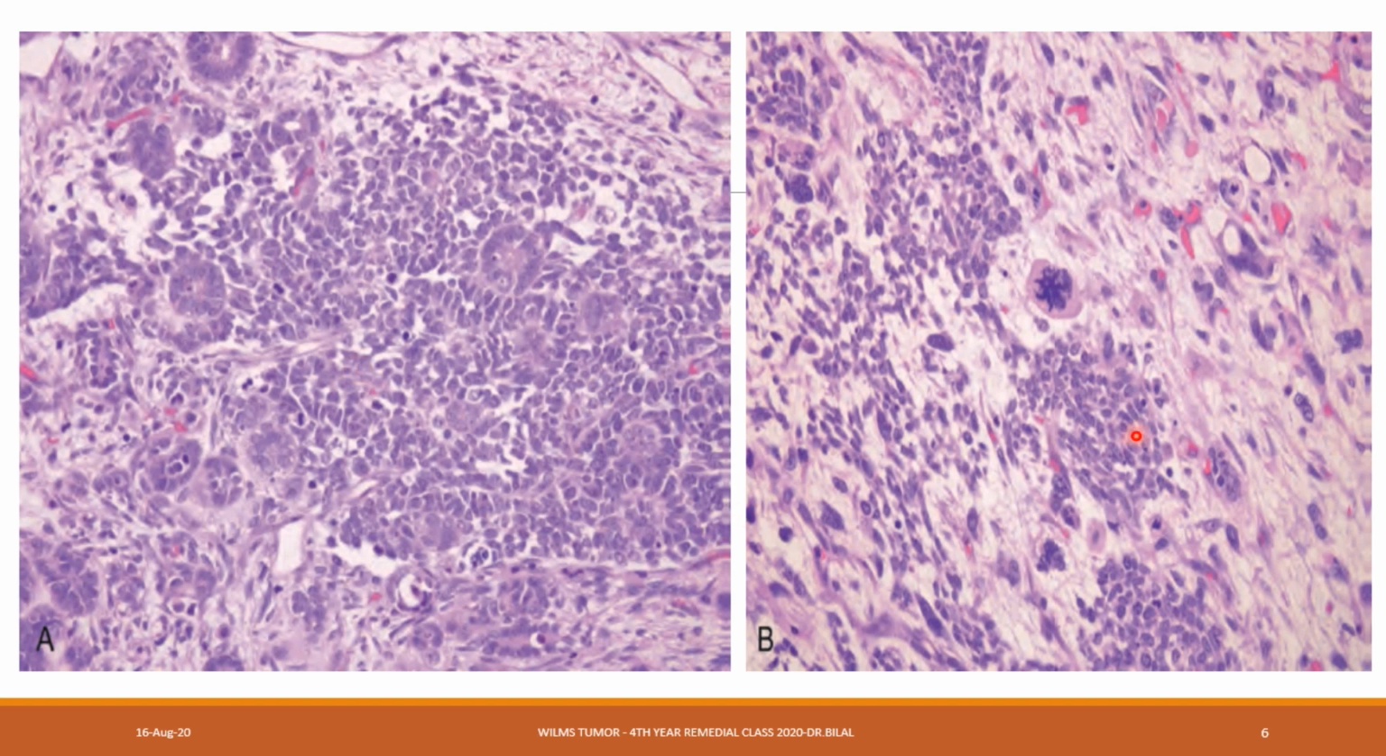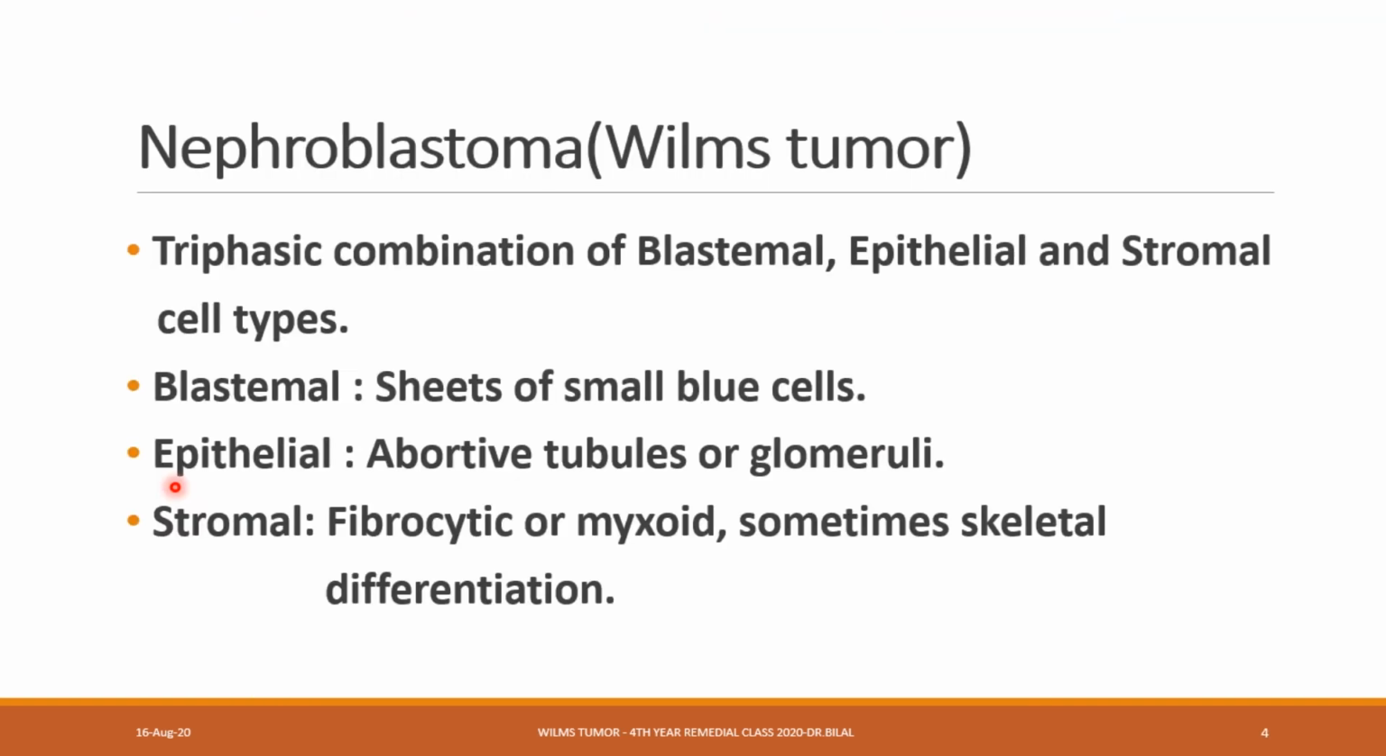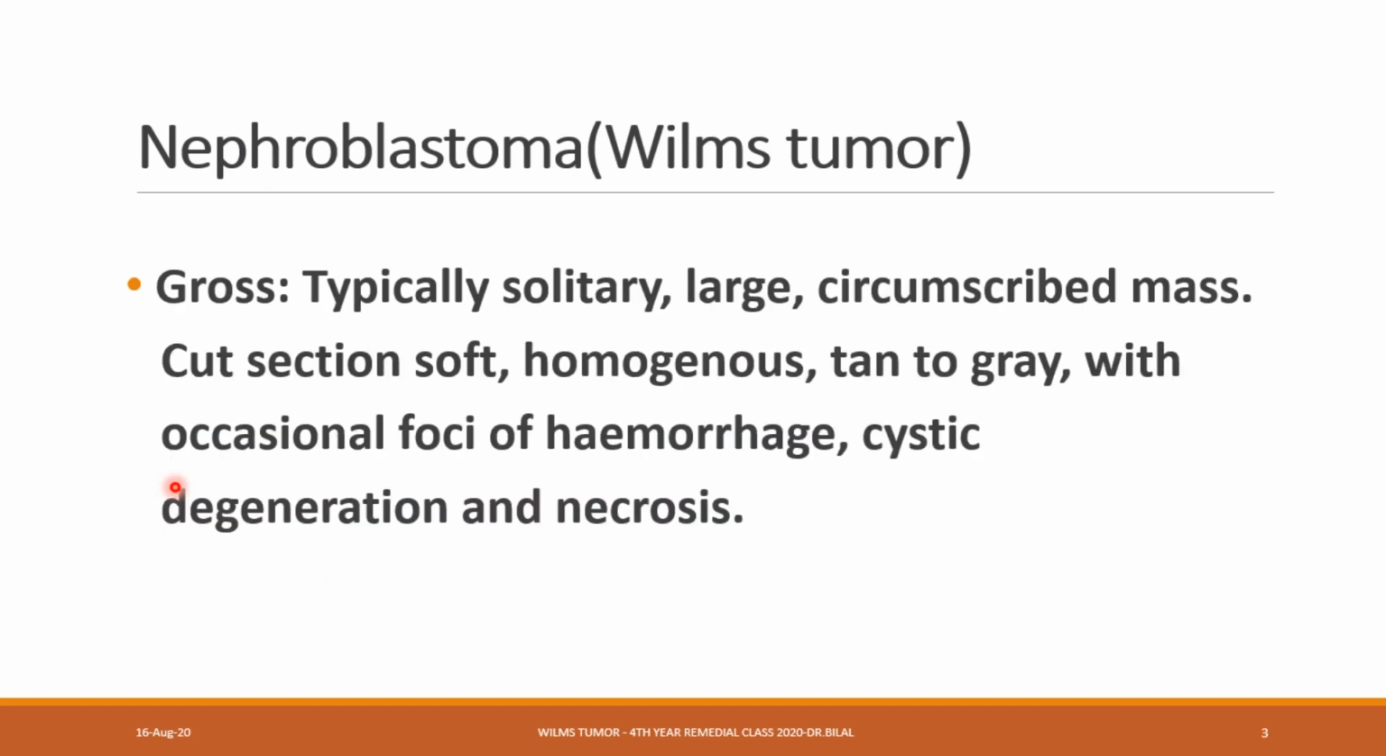The third component is the stromal component. You can see here the slightly bluish areas. This is the stromal component. Sometimes, as part of the stromal component, rhabdomyoblastic differentiation can be seen. But for you to remember, the main things are that there's one component that is known as the epithelial component, then the second one is the blastemal component comprised of blue cells, and then the third is the stromal component. Okay, these have been lined up here.